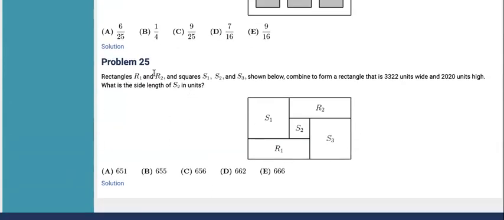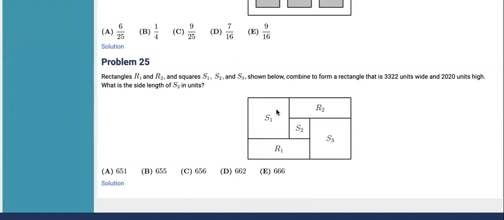Problem 25: rectangles R1, R2, squares, a bunch of squares. Okay, combine rectangles. Oh my goodness. What the heck is this question? What is the side length of S2 in units? Isn't this such a pain, right? Wait, it's not a pain at all.